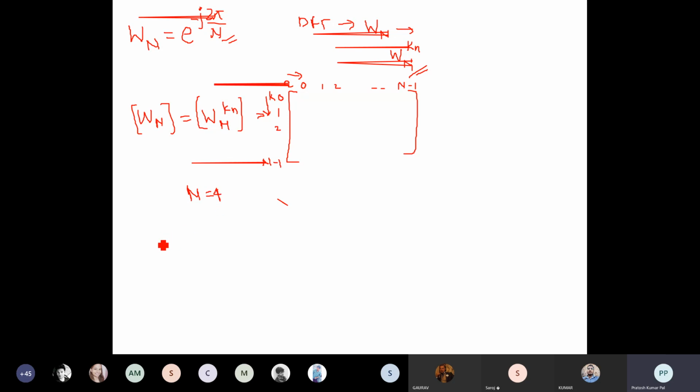Suppose we take an example where n is equal to 4, then this will be W of 4. If we have to make its matrix, it will have W(n) that is 4 to the power kn. We will find its matrix, which will be used for calculation of DFT and IDFT. Again, k should be varying from 0, 1, 2 and maximum 3, because 4 terms are there, so it will vary from 0 to n minus 1, so n minus 1 will be 3. Again n will be varying from 0, 1, 2 and 3.